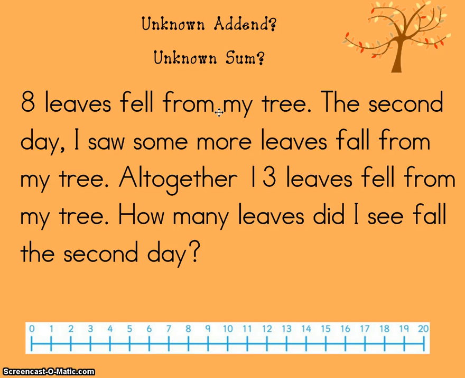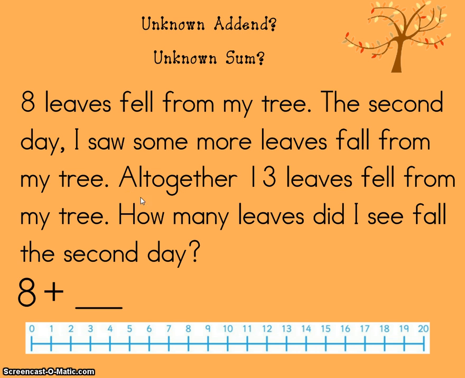So let's start at the beginning of the story again. 8 leaves fell from my tree. So I'm going to start with 8. The second day, I saw some more leaves fall from my tree. Well, they didn't tell me how many leaves fell the second day, so I'm adding, I don't know how many, so I'm just going to leave it blank. Then it says, altogether, 13 leaves fell from my tree.